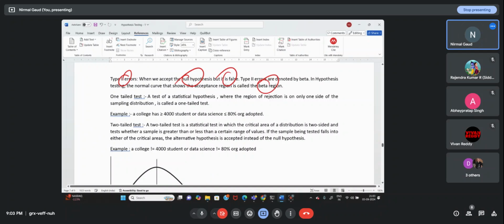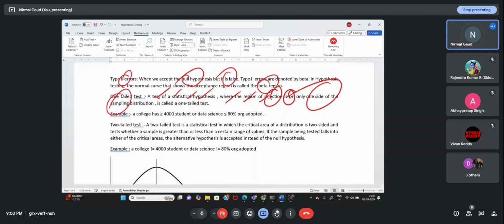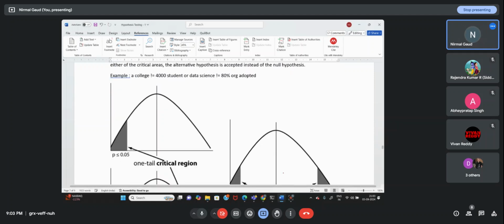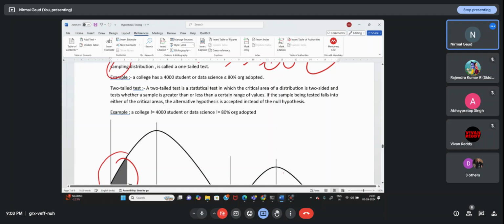Okay, fine. Now, one tail test. A test of a statistical hypothesis when the region of rejection is only on one side. Okay, so when you are having either on this side or either on this side, this is one tail test. That means a college has more than 4,000 students, or data science is less than 80%. That means those who adopted data science, that is less than 80%. Okay, so this is one tail test.